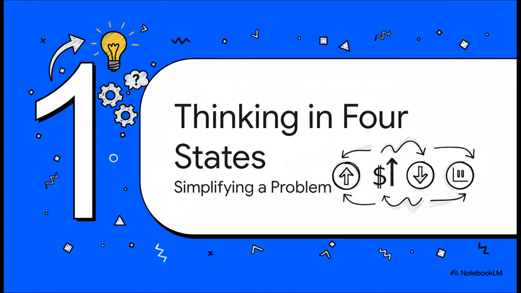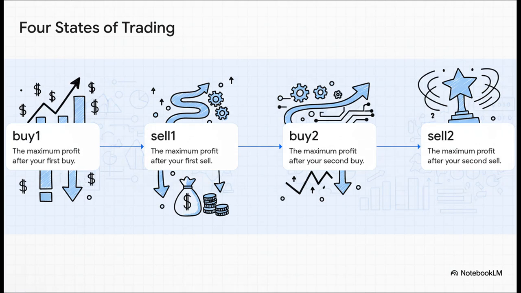The real breakthrough for solving this puzzle comes when you stop thinking about dates and prices and start thinking in terms of states. We're going to reframe the whole problem by tracking just 4 distinct stages of our trading journey. And these are our 4 key variables. Think of them as the best possible financial spot you could be in at each step. So buy one is your best position after that first purchase. We'll actually track it as a negative number because it's money we've spent.